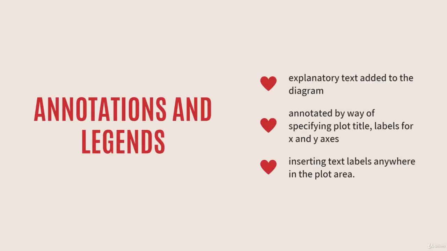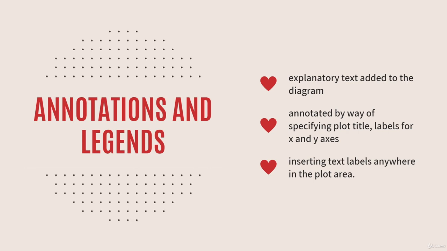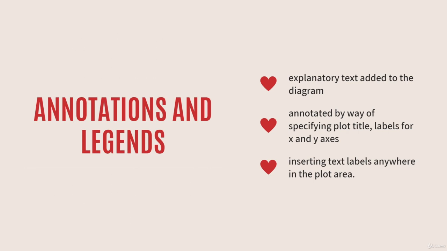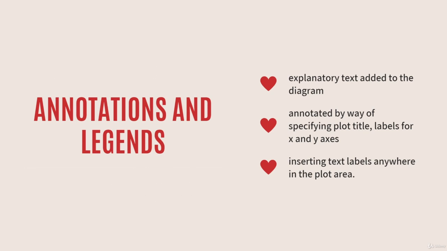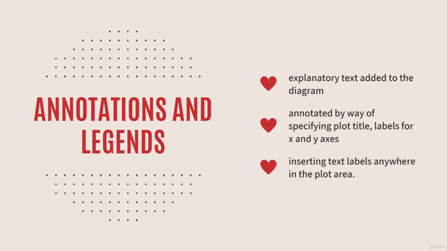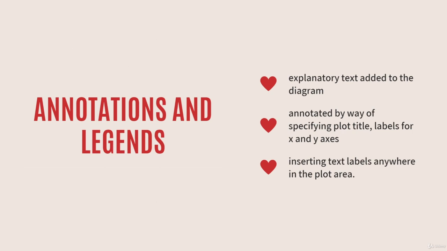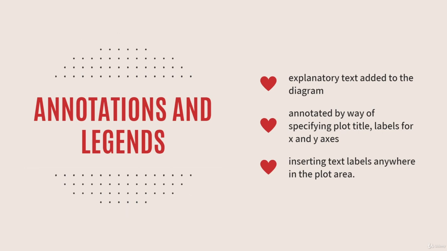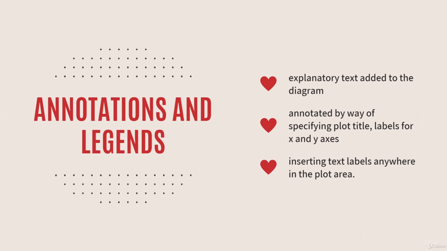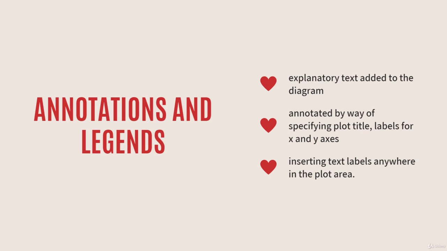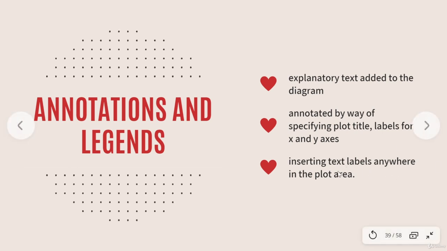The next thing we have is how to add annotations and legends. So annotations are basically the explanatory text which you add to your diagram, that basically tells the visualizer or the learner better about the plot you have formed. You can make annotations in different ways, maybe by specifying plot titles, which we have been doing so far, or the labels for the x and y axis. When you specify the labels or the title, that is also a type of annotation. Or you can introduce text labels anywhere in the plot area.